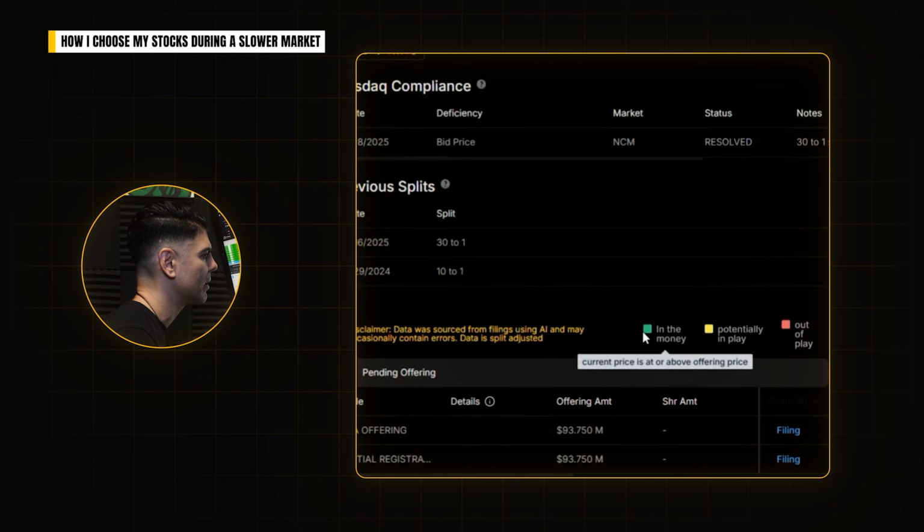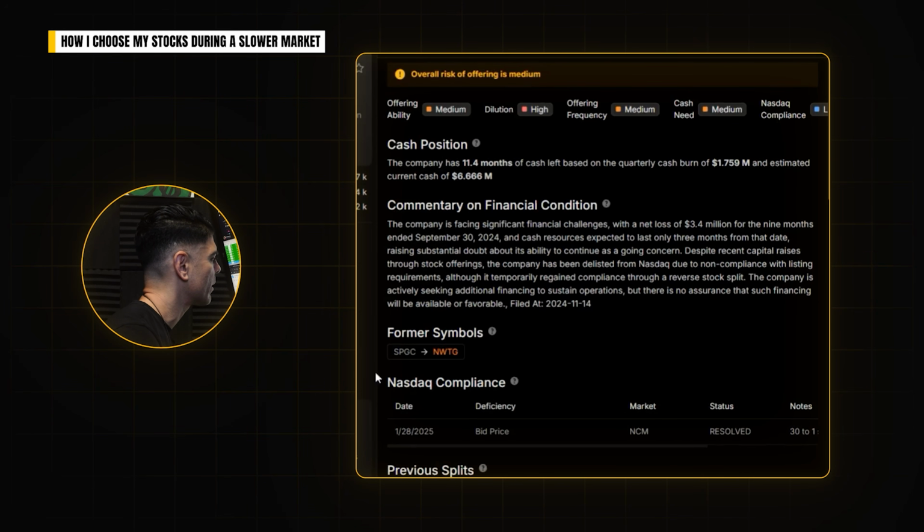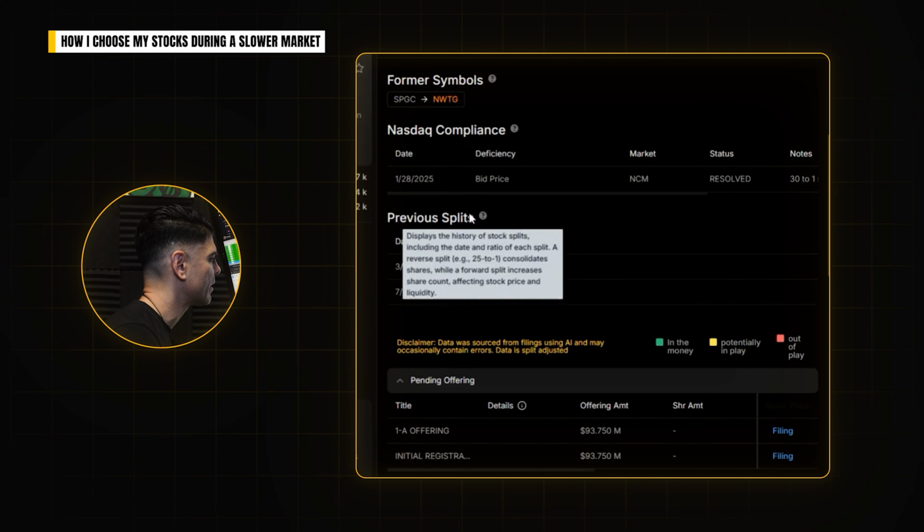So green is in the money. Yellow, it's like red, yellow, green. Okay, another thing with Ask Edgar, I do like to see, this is the previous split history.